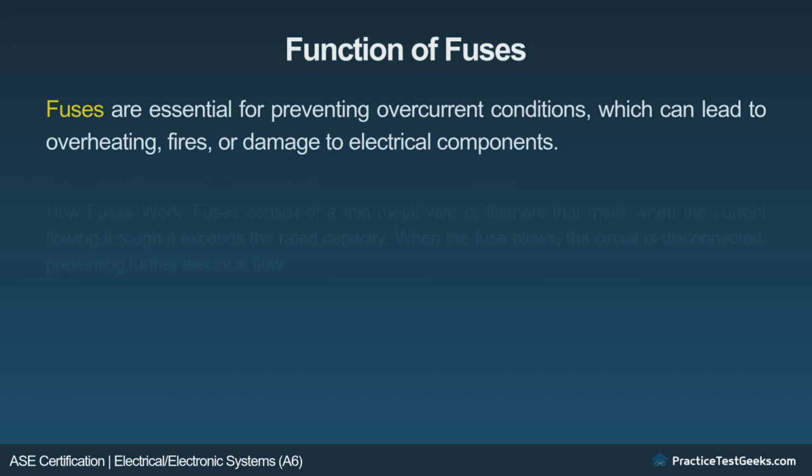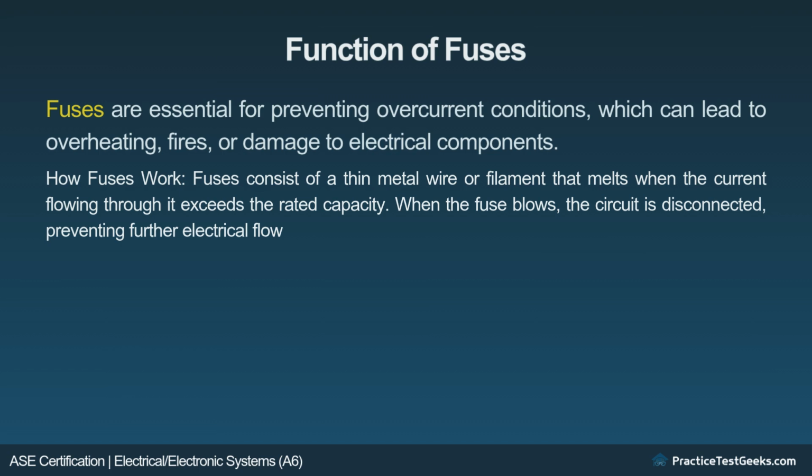How fuses work. Fuses consist of a thin metal wire or filament that melts when the current flowing through it exceeds the rated capacity. When the fuse blows, the circuit is disconnected, preventing further electrical flow. Types of fuses.